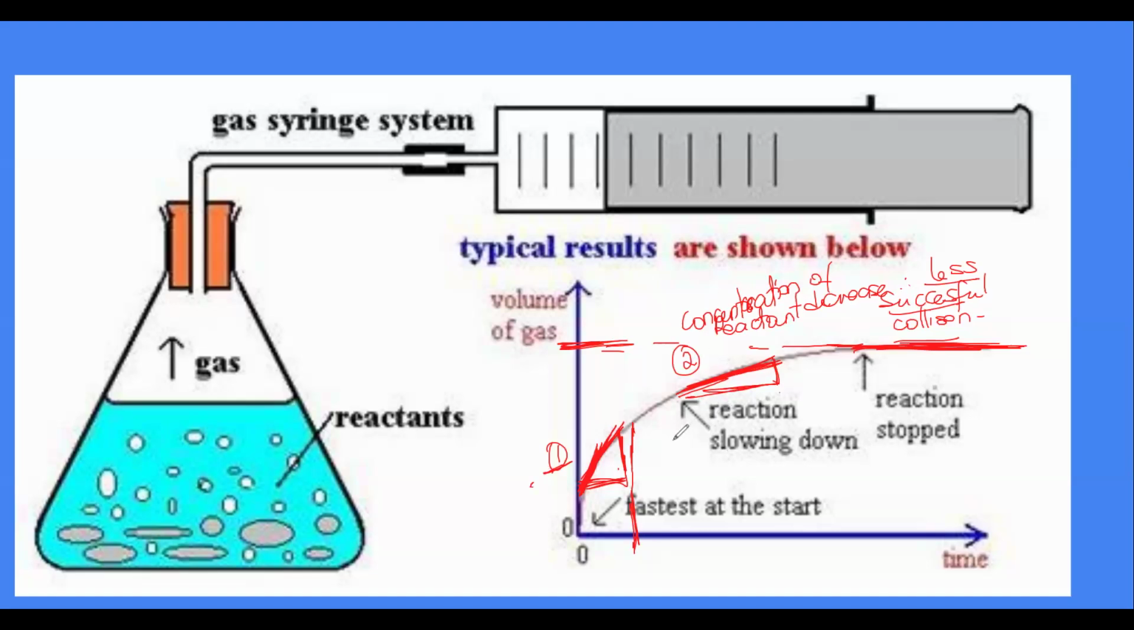Over time, our reaction vessel will have products as well as reactants. So the concentration of reactant has decreased. We're going to have fewer collisions between our reactant particles, right? So if we have fewer collisions, we're going to have fewer successful collisions, so the rate of reaction slows down. And our reaction ends when one of the reactants or both of the reactants have been used up. So there are no more particles to collide, and so we cannot get any more products.